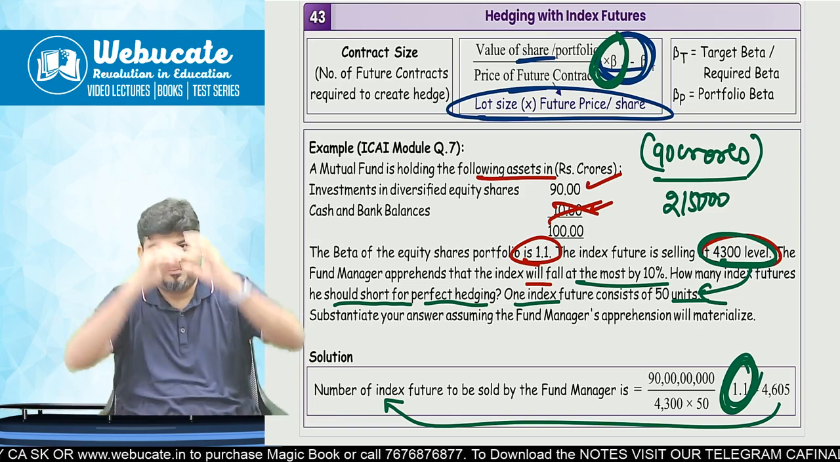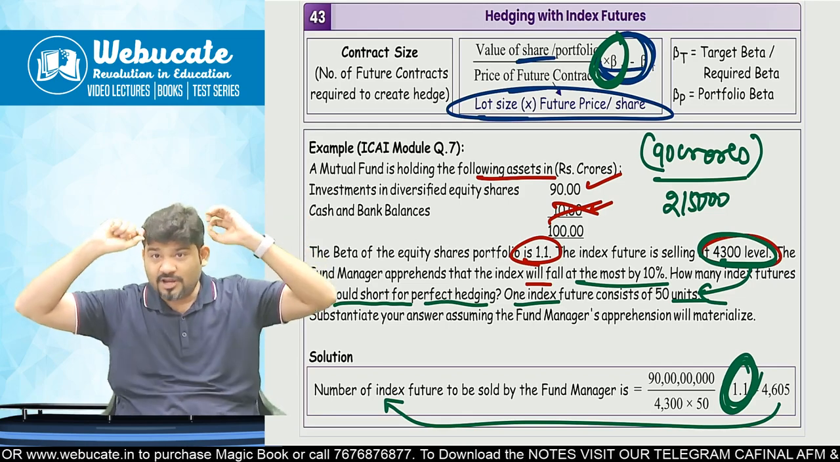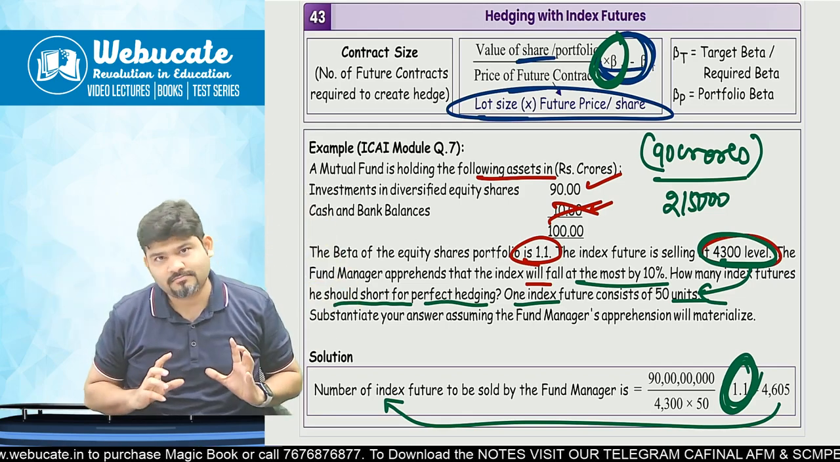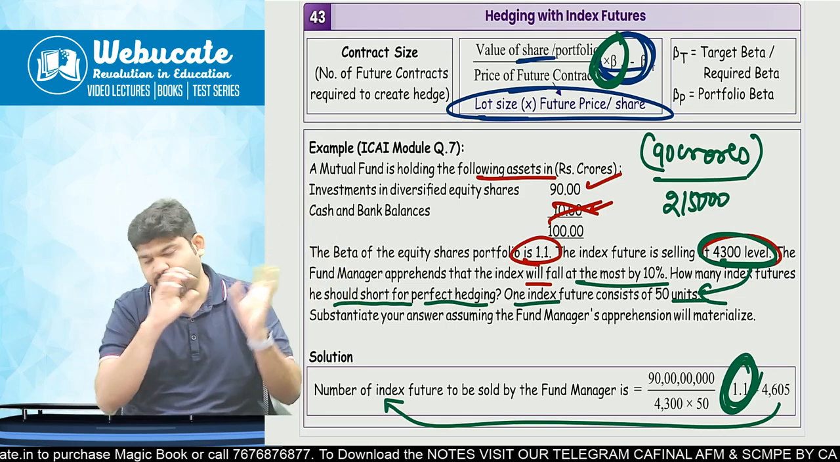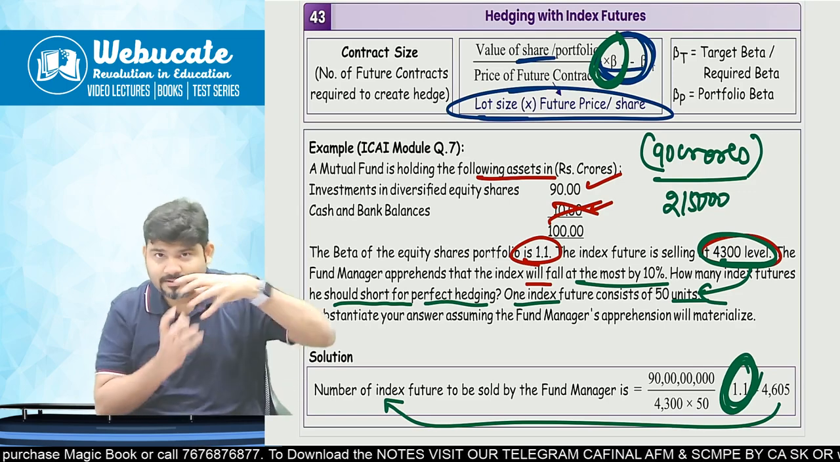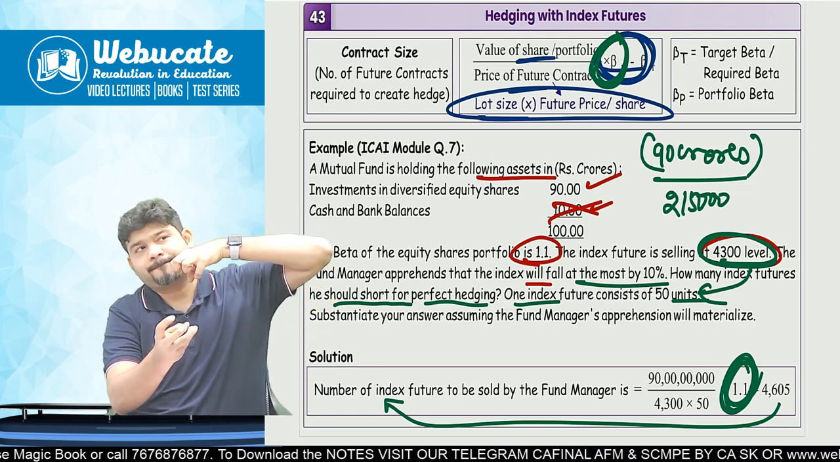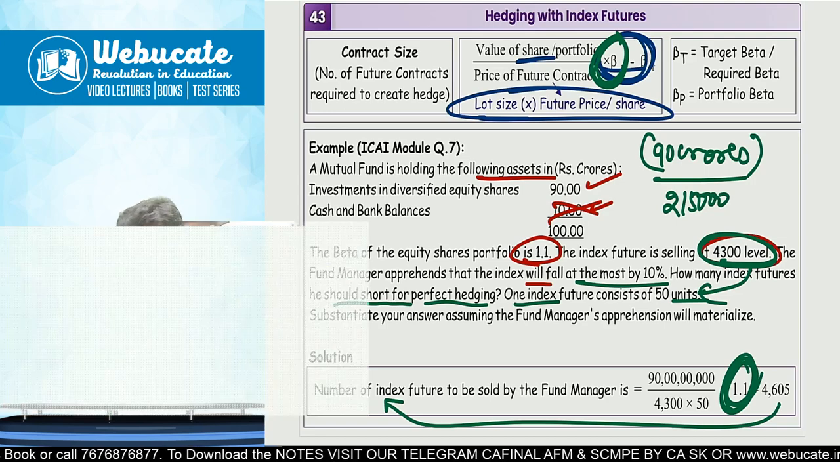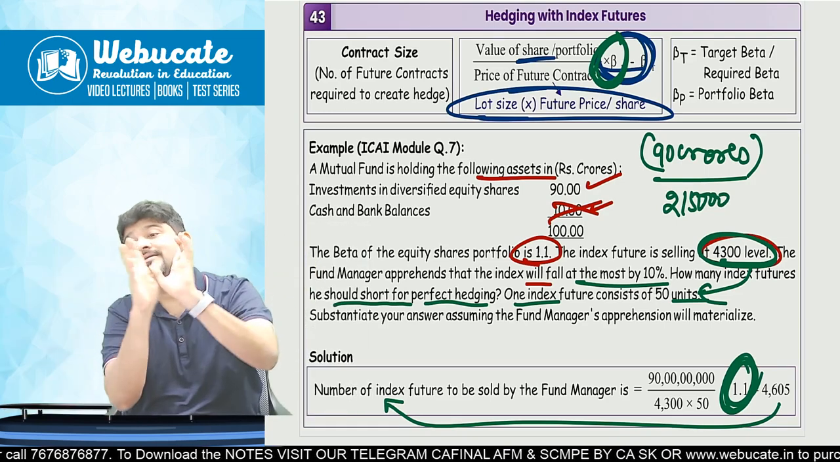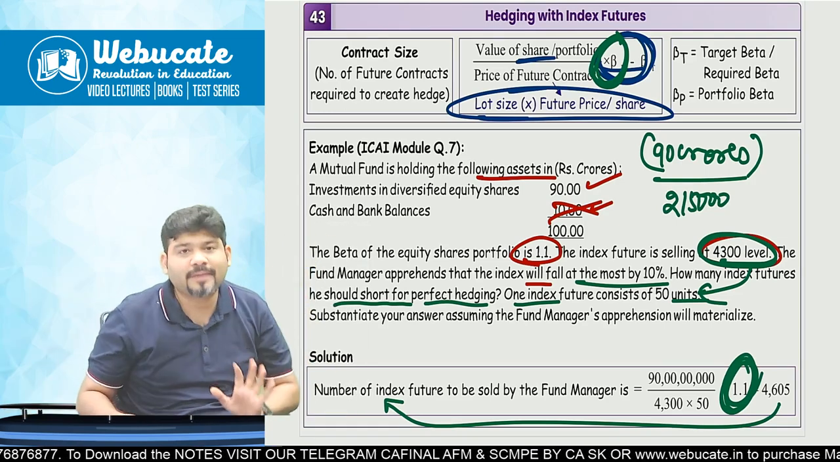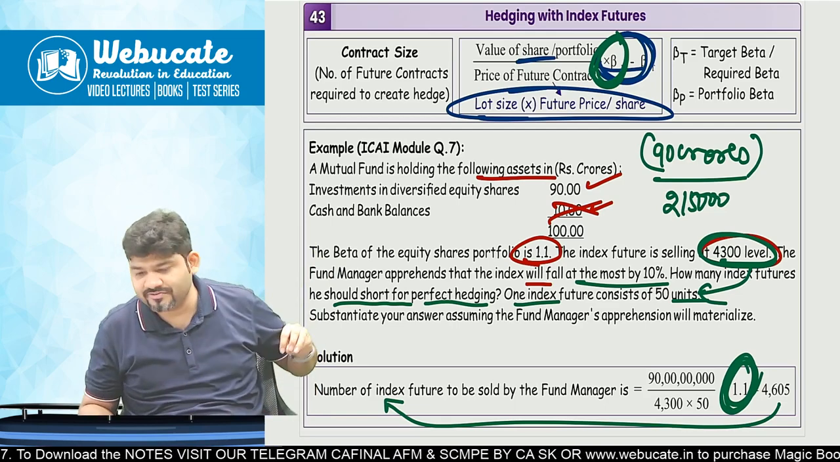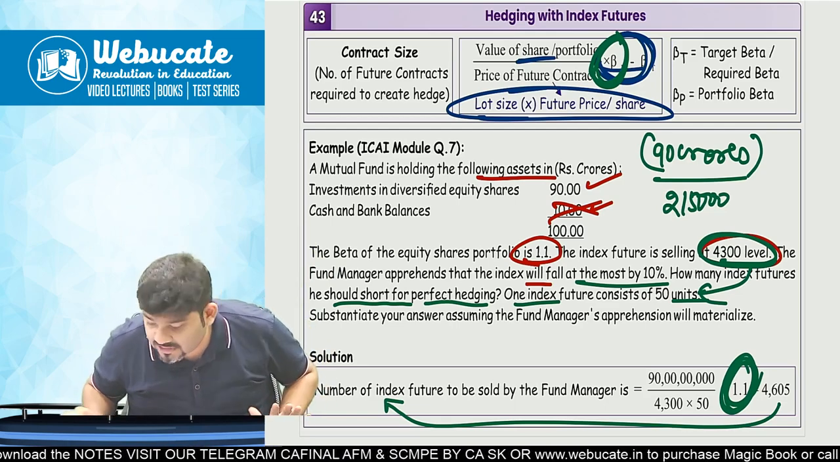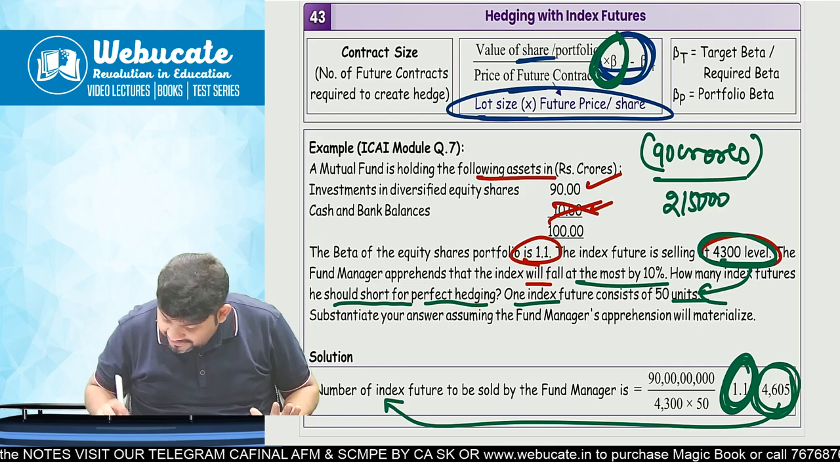How did you do it? Value of the portfolio divided by value of one future contract, 4300 into 50. If it was a stock future and stock buy, that is okay. But here there is a 1.1 beta. So multiply that by 1.1. You will get the number of index futures to be sold. 4605 is the number of contracts.